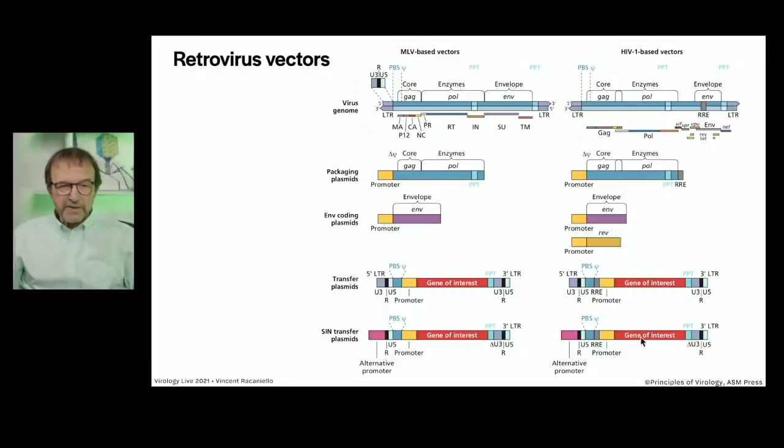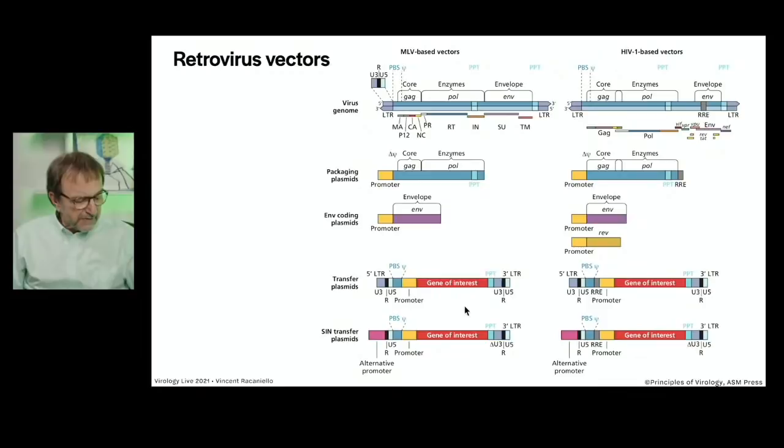And so we have vectors based on HIV-1. And why we do that is because these retroviruses can infect non-dividing cells. The MLV-based vectors will only infect dividing cells because it's then that the nuclear membrane breaks down and the proviral DNA can get in. And so we have packaging plasmids where we have the GAG and the POL genes. This is what I called the capsid plasmid in the previous slide. And then we have the envelope plasmids. And then what we call transfer plasmids, or the transgene plasmids, you put your gene of interest in.